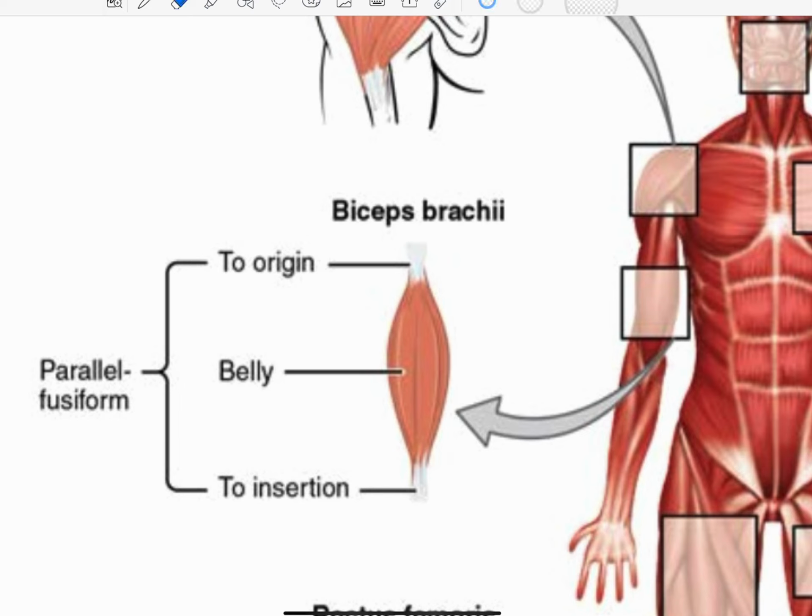Now, when we start to look at the fascicles, we're looking to see how they interact with the tendons that are associated with the muscle. Now let's start with the parallel fusiform style. Here we see that the muscle certainly has a wider appearance. Fusiform is this shape where it's narrow at one end, wide in the middle, narrow at the other end, and that is the term fusiform.